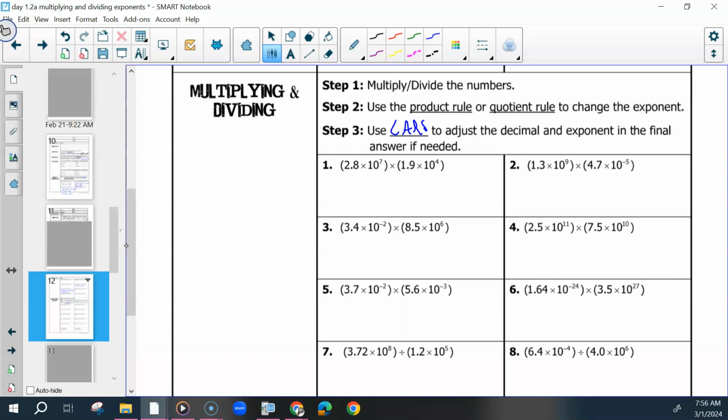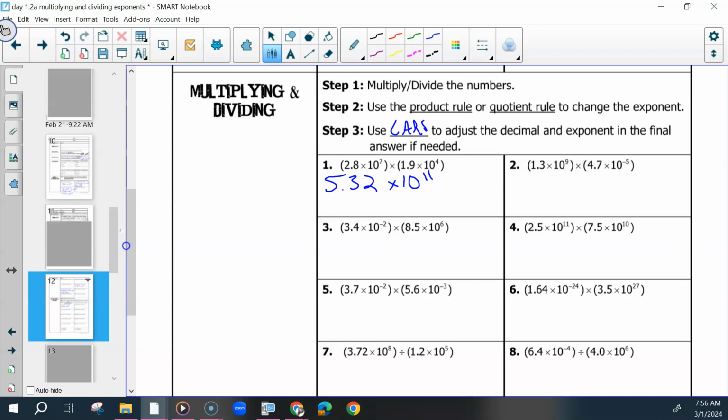So let's try number 1. Multiply 2.8 and 1.9. 5.32. And then we are multiplying like bases here, so add the exponents. So this would be 10 to the 11. So multiply the decimals, add the exponents if you're multiplying.